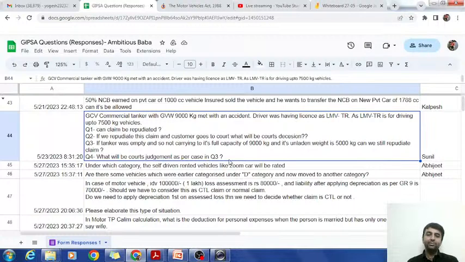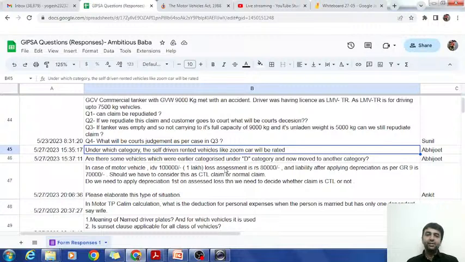What will be the court judgment? The answer is the same, you have to repudiate it effectively, and within time. If I repudiate after 6 months, I will end up paying in the service deficiency claim. So whatever timelines are given by IRDA, you have to honor them. If the driving license is not effective, how long does it take to know? It takes only 2 or 3 days. So you repudiate the claim in the first month itself. Do not wait for 6 months.